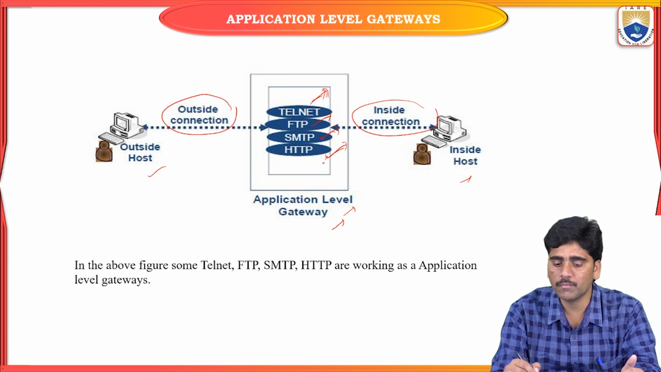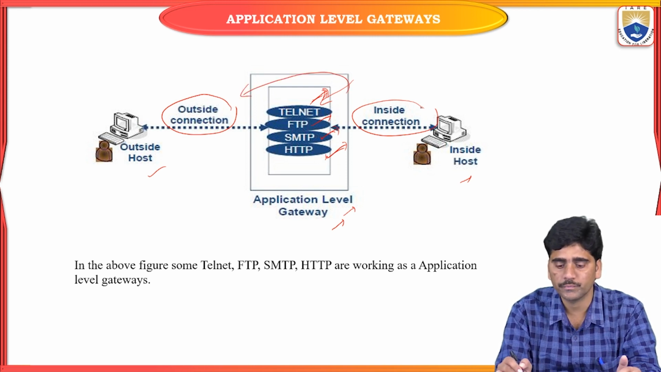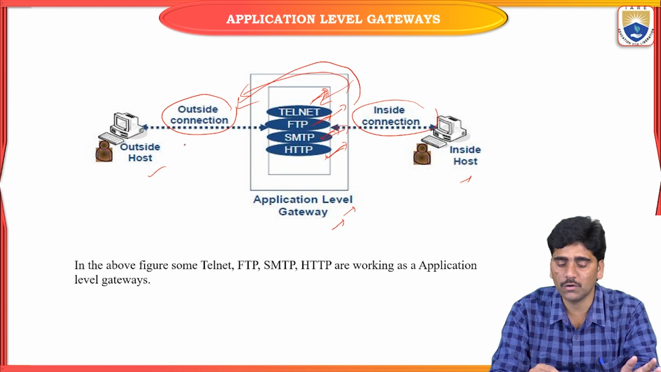So all these protocols restrict connections: if the connection is trusted, then the telnet protocol acts as an application level gateway to communicate between outside and inside. Similarly, the FTP protocol, file transfer protocol, authorizes that connection. If the connection is trusted, it forwards the files from outside to inside or inside to outside. And the simple mail transfer protocol acts as an application level gateway for sending mails from outside connection to inside connection or inside to outside.